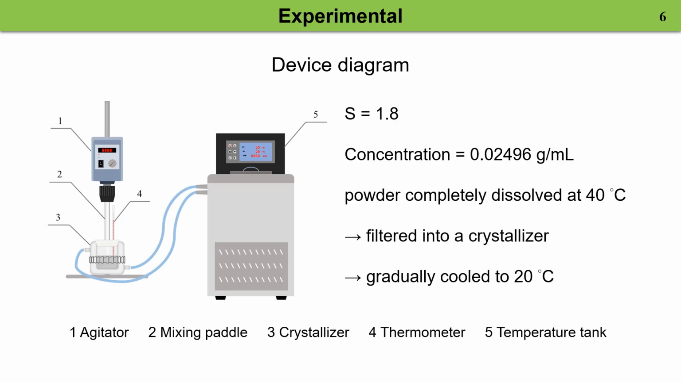A caffeine solution with a supersaturation ratio equal to 1.8 was prepared using the following steps. First, caffeine powder was accurately weighed with a certain concentration and completely dissolved at 40 degrees Celsius. Then it was filtered into a crystallizer by a preheated injection filter and gradually cooled to 20 degrees Celsius using a programmed constant temperature water bath until the solution achieved a supersaturation ratio equal to 1.8.